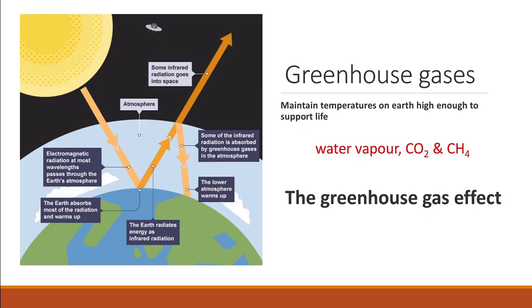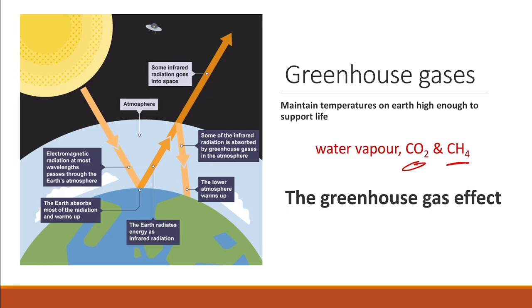The greenhouse gases, we have three different greenhouse gases. The most important ones are carbon dioxide and methane. The greenhouse gas effect, the greenhouse gases are important to keep the temperature on Earth warm. So how does the effect of the greenhouse gases take place?